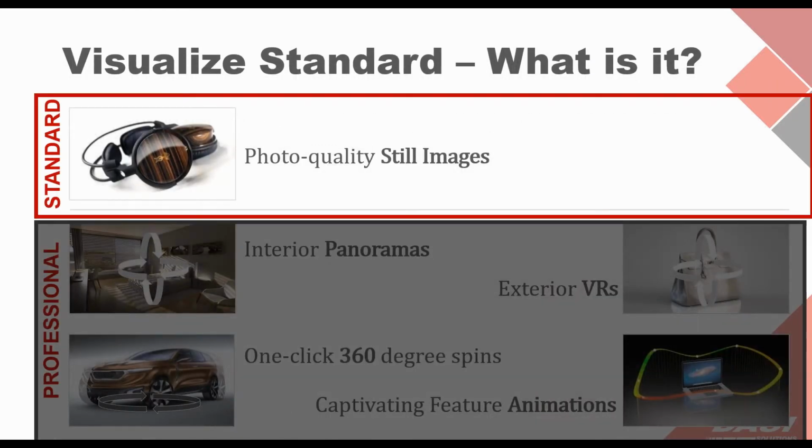So the key difference between the packages is the ability to render still images in Visualize Standard, and basically think of it as moving images via animations, turntables, panoramas, etc. in the Professional version. We're just talking about Standard today since that is what comes included with SOLIDWORKS. The Pro version is a separately purchased product that has a significant advantage over Standard, but of course is provided at an additional cost.